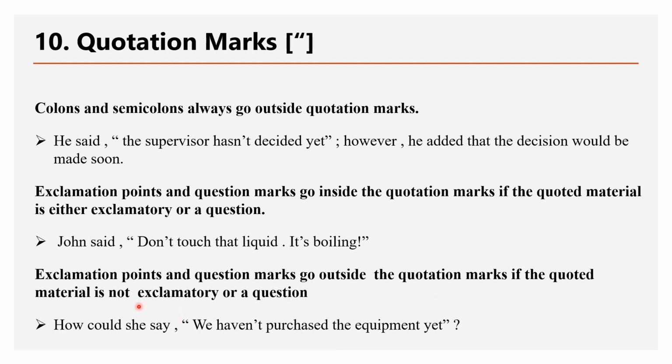Next, exclamation points and question marks go outside the quoted material if the quoted material is not exclamatory or a question. For example, "How could she say, 'We have not purchased the equipment yet'?" In this example, the quoted material is not exclamatory, so the question mark lies outside the quotation marks.